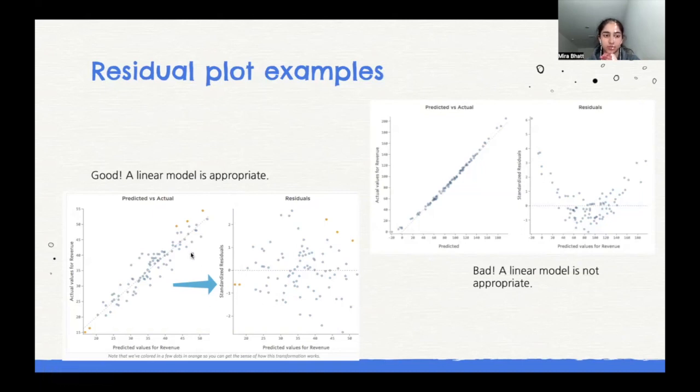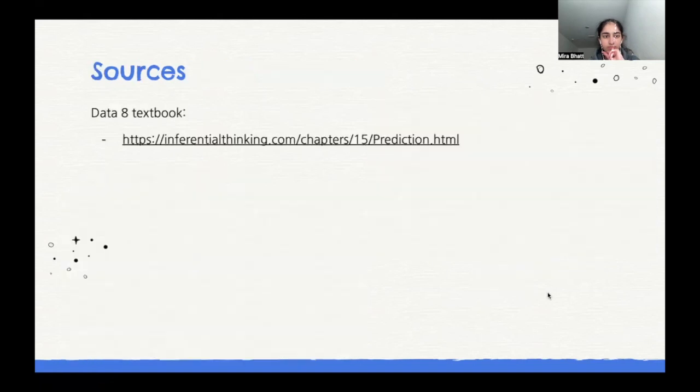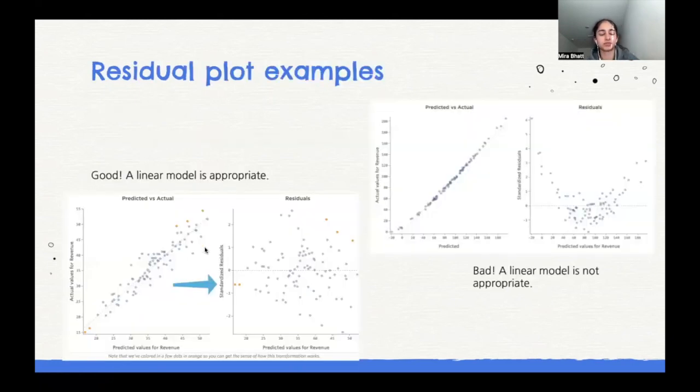Whereas for the other example, we have a pretty linear looking plot. We put our line through it, and then we graph the residuals, and it looks like a cloud. So that means that the linear model is appropriate in this case. And then this is a link to the chapter in the Data 8 textbook that I took a lot of these pictures from, not all of them.